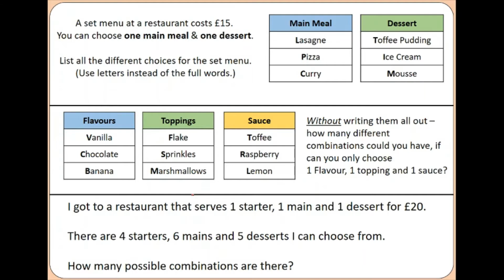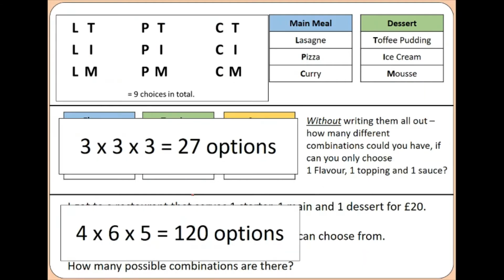The answers for these then, the first one, total of 9 different choices, and I've listed them all there. The second one, I had 3, then another 3. I multiplied all of them together, 27. And the final one, I had 4 starters, 6 mains, 5 desserts, 120 options altogether.